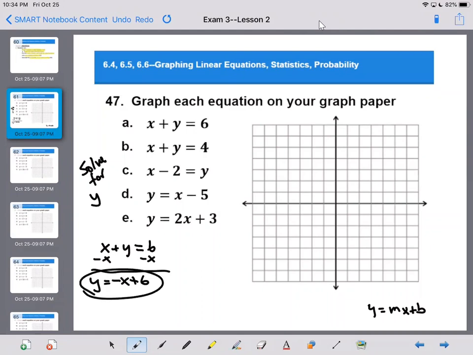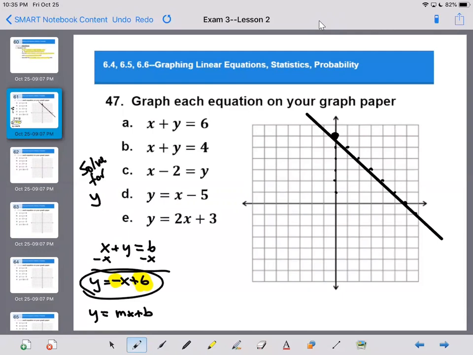From there, I'm going to start and I'm going to plot my y-intercept, which is positive 6. So 1, 2, 3, 4, 5. There's 6. And notice my slope is negative 1. So it'll be negative 1, down 1 to the right 1, down 1, right 1, down 1, right 1, over and over and over. And then you have your line to plot. Now that's if you worked towards the equation y equals mx plus b.